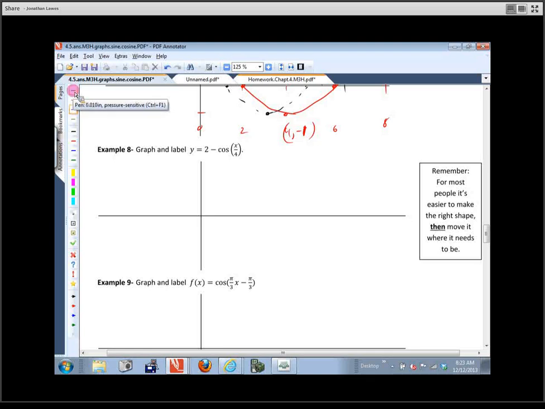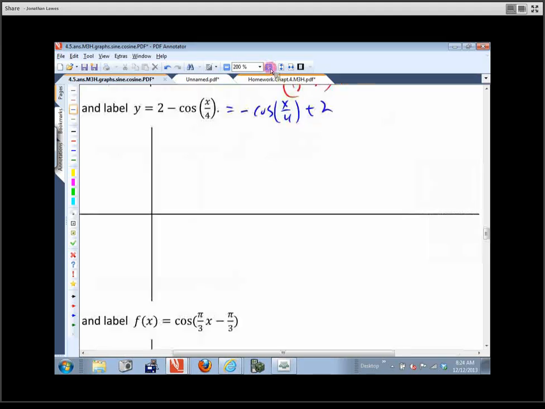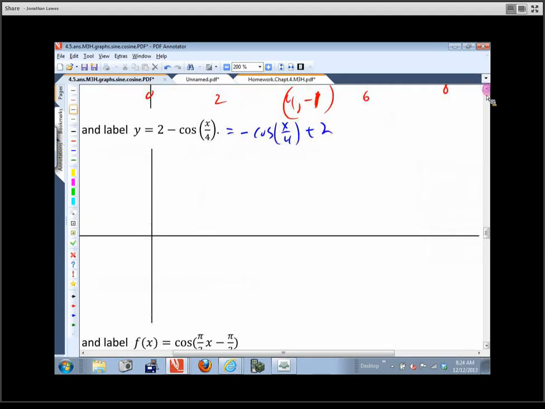Got a few more things going on. I'm going to change colors and do this one in blue. We would normally write it this way: negative cosine x over 4, and then plus 2. So we got a couple of things going on in this one. I'm going to make this a little bit bigger so we can see it. What does the negative do to the cosine graph? Okay, so that is a vertical flip. What does the 2 do? Moves it up 2.